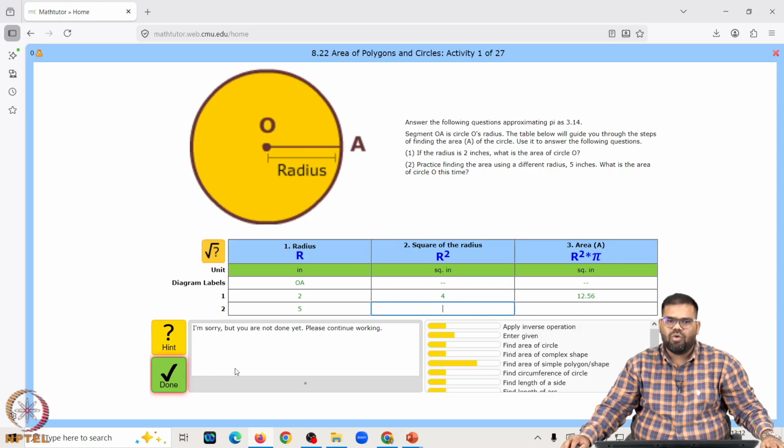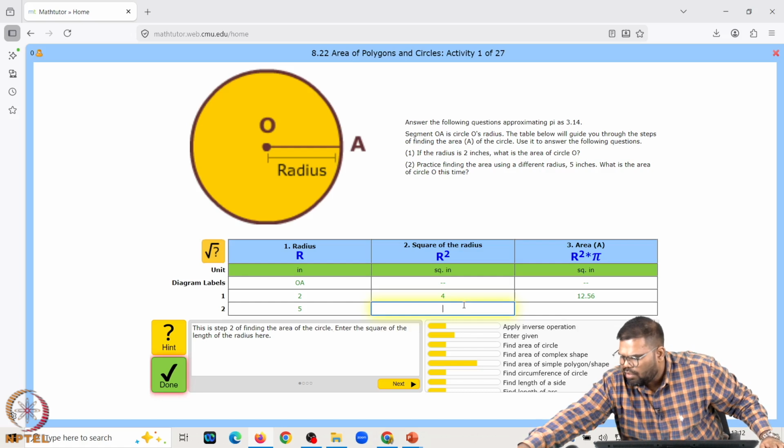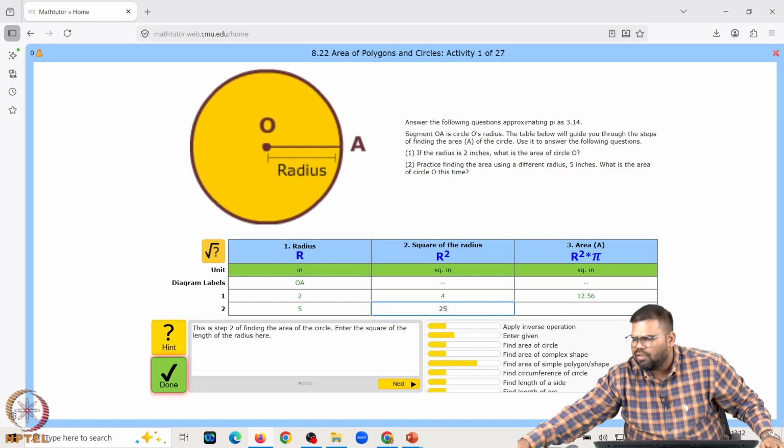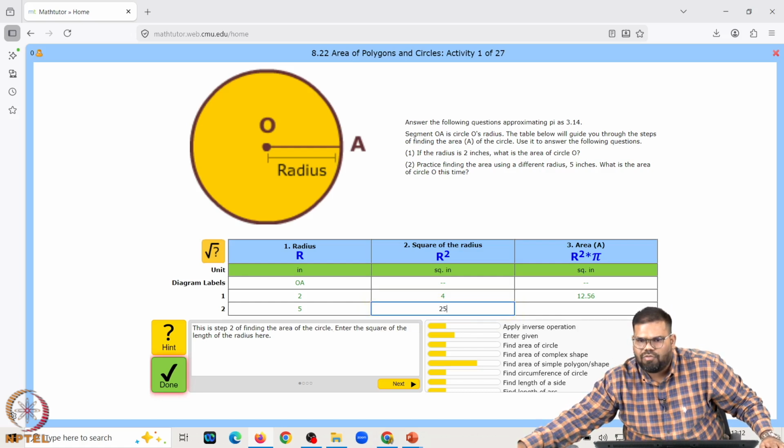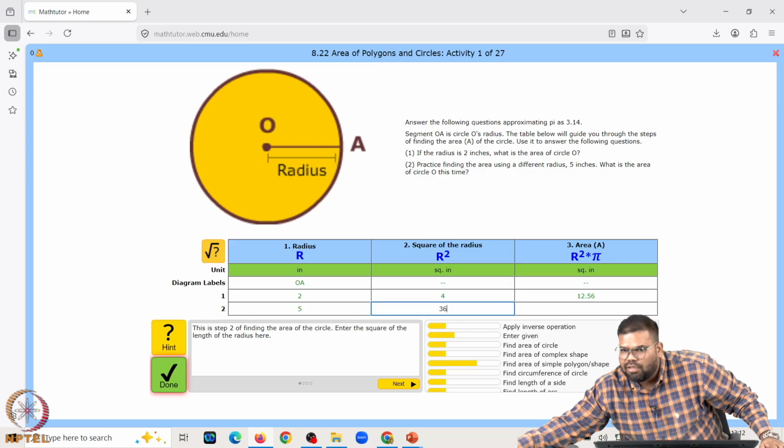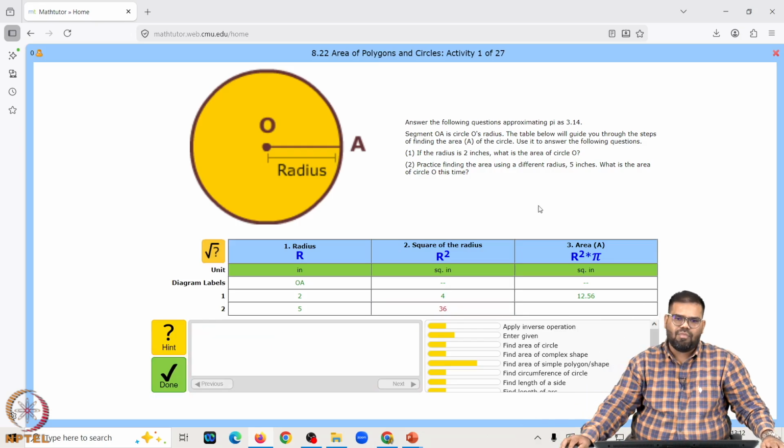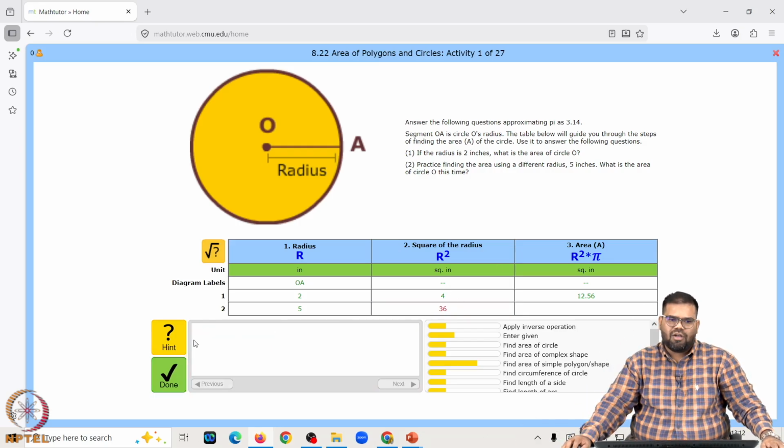Now again let's go to the hint. It will show this is step 2 of finding the area of circle. Enter the square of the length. So 5 square, 25. For fun, let's put in 36. So we have entered it wrong. Again let's check the hint. It will tell us what to do.